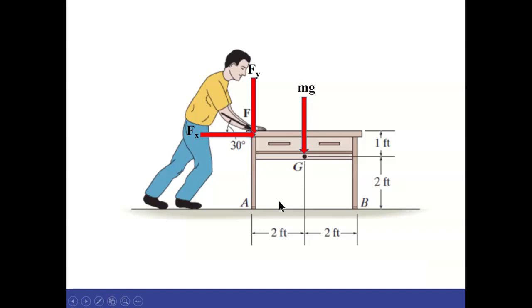Now the table is not in the air, it's supported on the floor. So there are support reactions at A and B. That is, these are normal forces. Normal force from ground at A, normal force from ground at B.